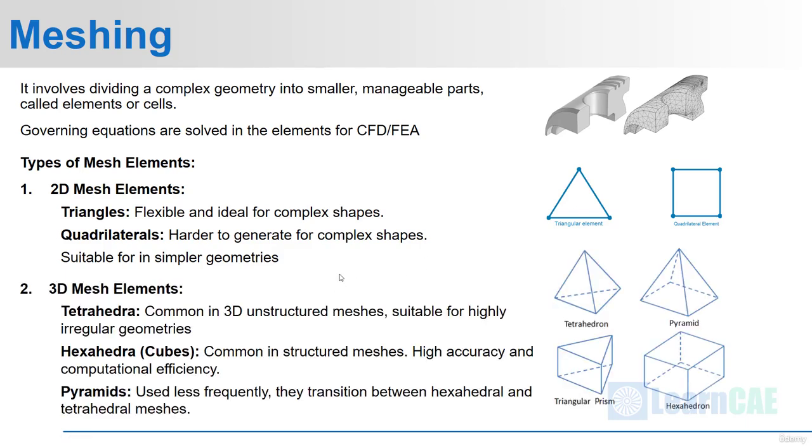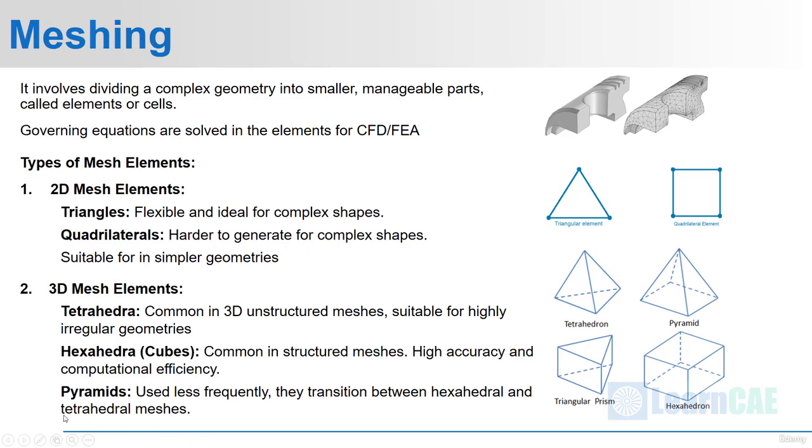Next we shall see 3D mesh elements. Here there are tetrahedral, hexahedral or pyramid elements. Sometimes prism elements are also available. Okay. Hexahedral or cubical elements are commonly used in structured meshes. They provide high accuracy and computational efficiency. You can easily place the hexahedral elements in simpler geometries so that you can control the number of elements easily and you can solve the boundary layer properly.